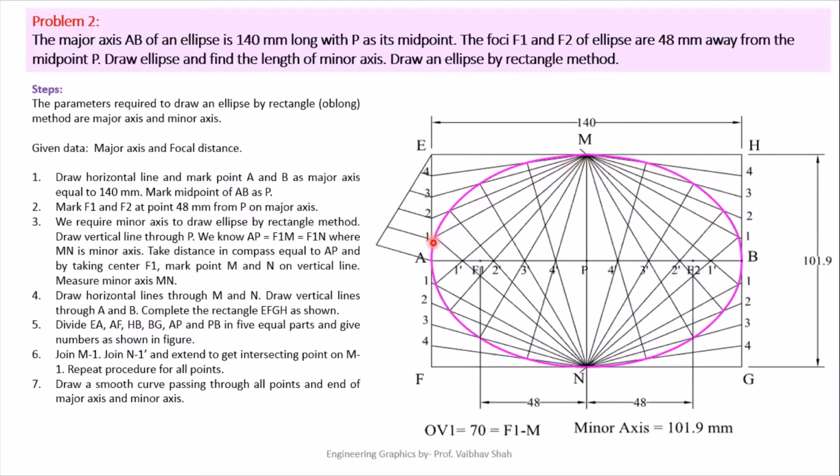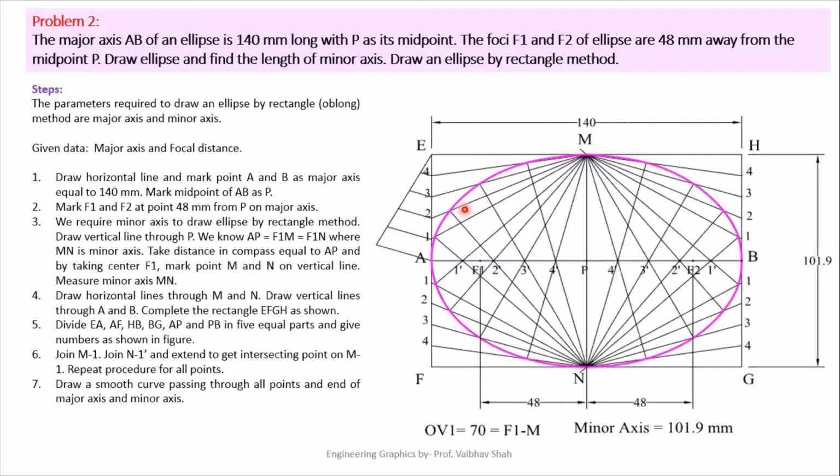So let us draw line 1 to M, 2 to M, 3 to M, 4 to M. After that we'll be drawing lines starting from your N, passing from your 4 dash point, connecting your 4 line. Draw one more line starting from your N, passing from your 3 dash point, connecting your 3 line. Draw your line starting from your N, passing from your 2 dash point, connecting your 2 line. Draw line starting from your end point, passing from your 1 dash and connecting 1 line.